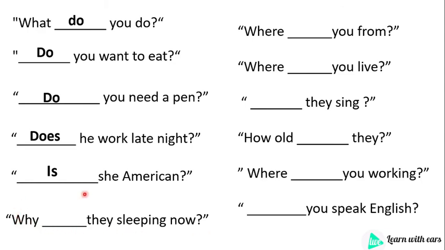Now next sentence, why they sleeping now? Here we have verb with ing. When we have verb with ing, we use the verb to be. They is plural. With plural we use are. Why are they sleeping now? Now next, where you from? From is a preposition again, so we use are.